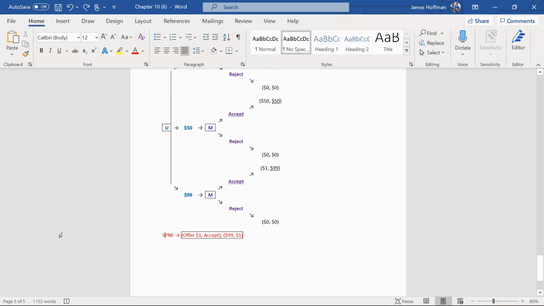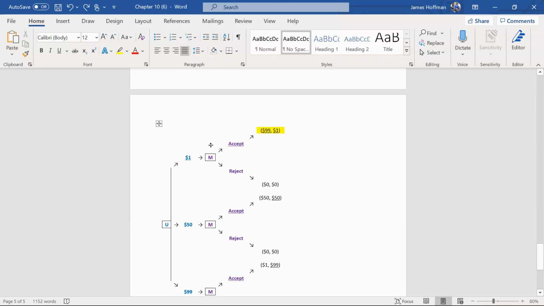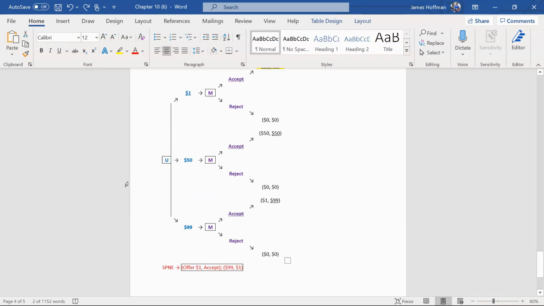So the first mover, the union, is going to offer $1, knowing it's going to get accepted. And no matter what, the manager is always going to accept, so your outcome is the highlighted one where the union gets 99 and management gets $1. With these, just describe the strategies of both the first mover and second mover, and then the outcomes that the game results in.